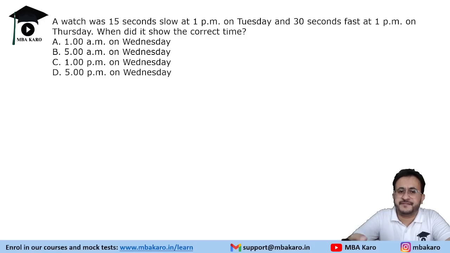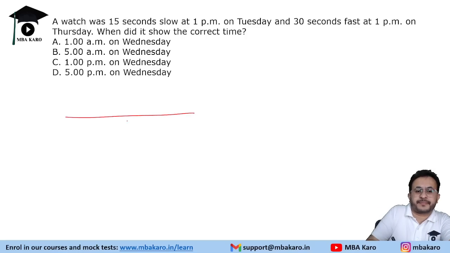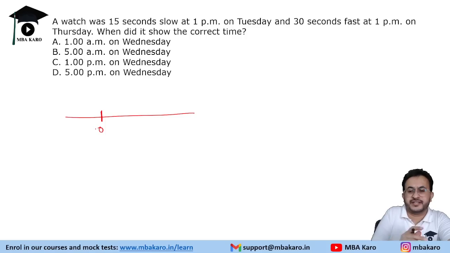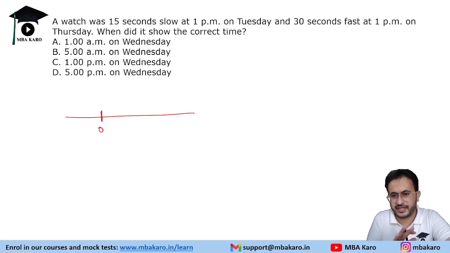A watch was 15 seconds slow at 1 p.m. on Tuesday and 30 seconds fast at 1 p.m. on Thursday. When did it show the correct time? Okay, so this is again a proportionality based question. How to deal with it is, so we need to find the correct time. Correct time means 0 seconds ahead or behind.